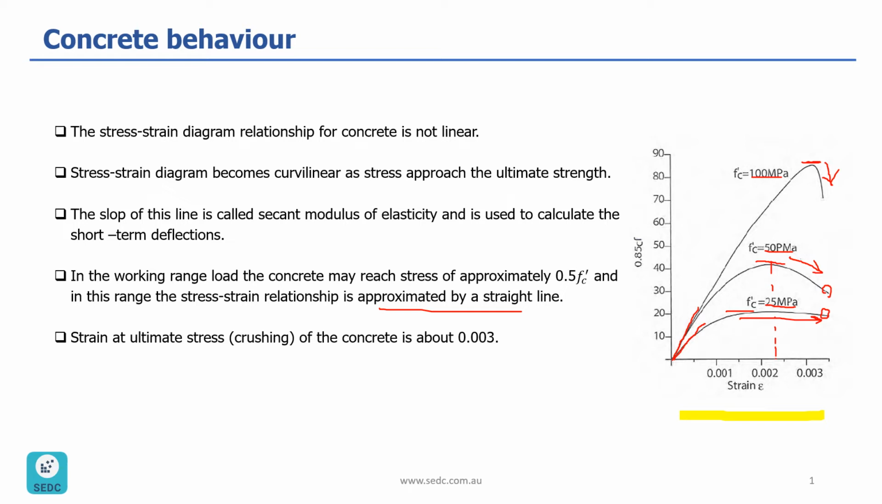Also, the strain at ultimate stress or crushing of the concrete is about 0.003. And this value is really important. We need to keep this value in mind because we're going to use this value a lot when we are analyzing our section for plastic behavior.